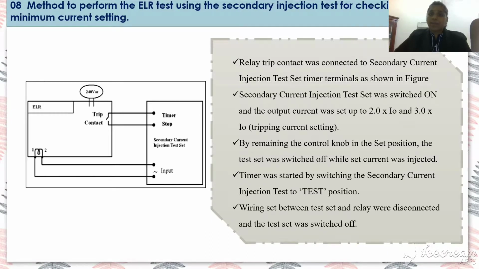After that, with the control knob remaining in the set position, the test set was switched off while the set current was injected, and the timer was started by switching the secondary current injection test set to the test position. Lastly, all wiring between the test set and relay was disconnected, ensuring that all the connections to the relay were returned to normal operational conditions and the test set was switched off.